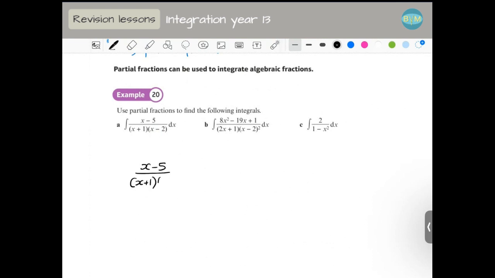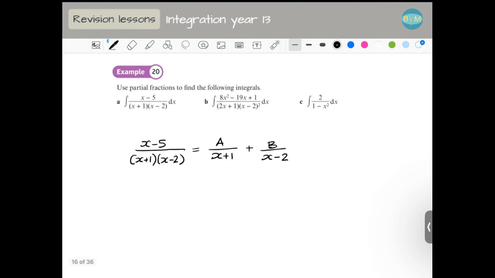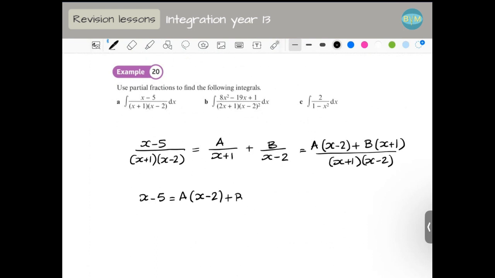Everyone knows how to write this as partial fractions, no? It takes ages, so I would prefer not doing it unless someone is confused. When you put these fractions together, you have a multiplied by x minus 2 plus b multiplied by x plus 1, divided by x plus 1 times x minus 2. Then the numerator must be equal to the numerator. So x minus 5 is a times x minus 2 plus b times x plus 1. Then you either use substitution and make one bracket at a time 0, or you compare coefficients. It's really up to you.